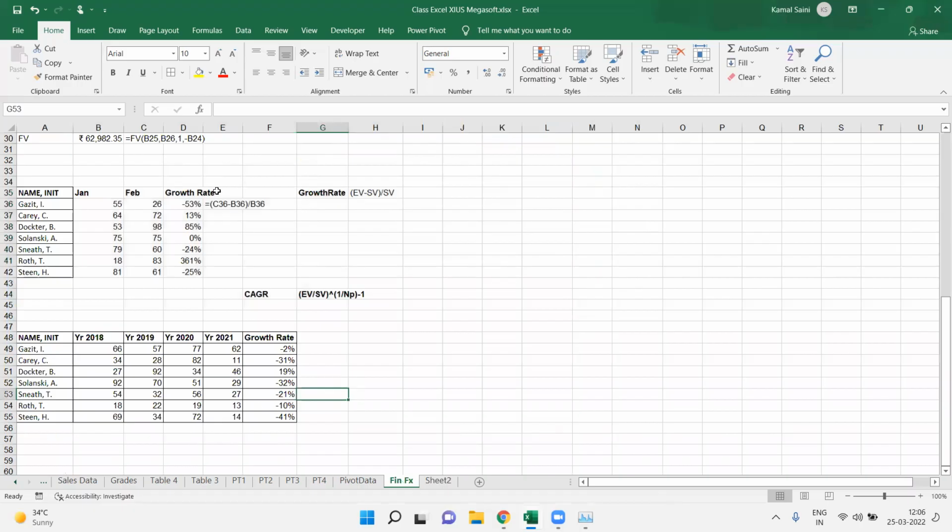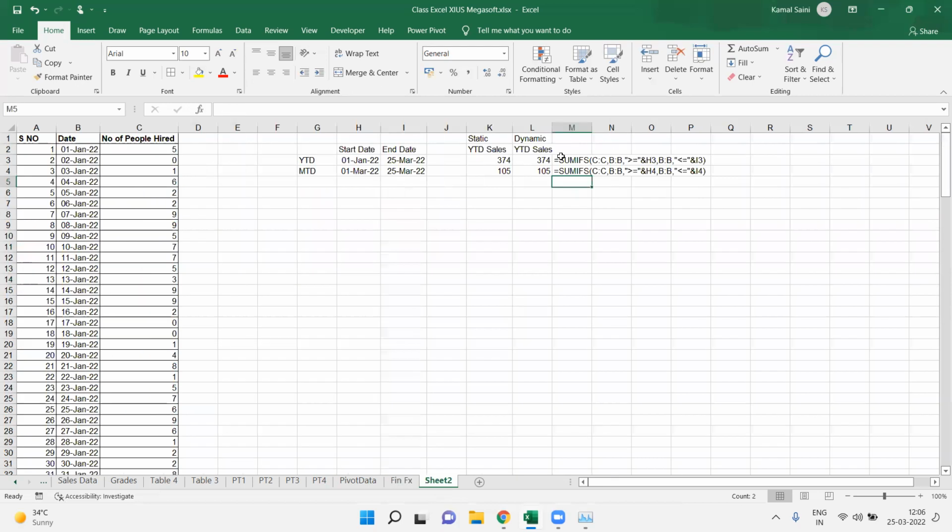So these are somehow important functions in terms of understanding your growth factor and all. So they are somehow important. So growth rate, CAGR. And this is also somehow an important aspect these days.